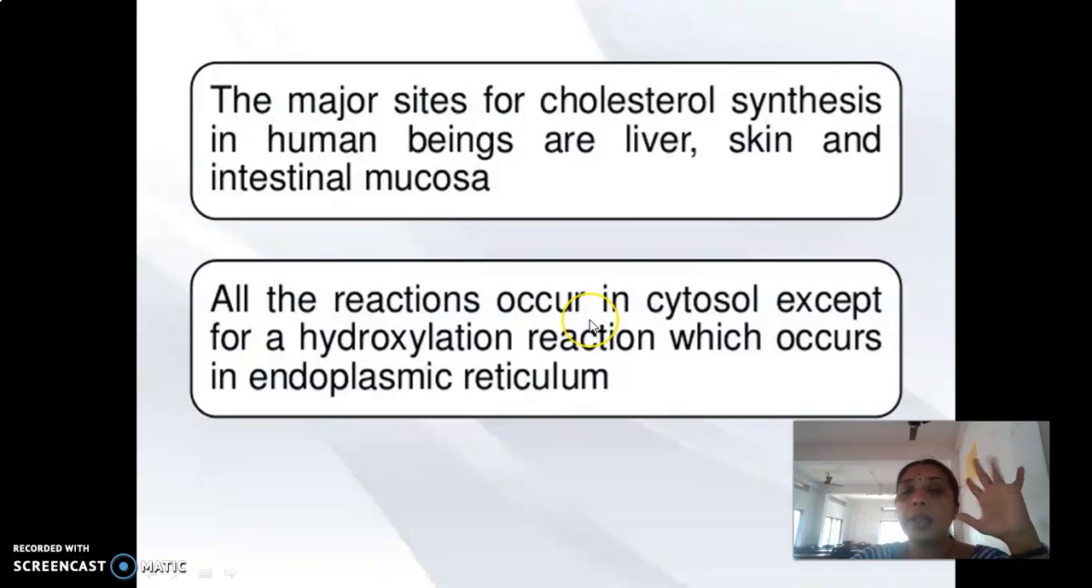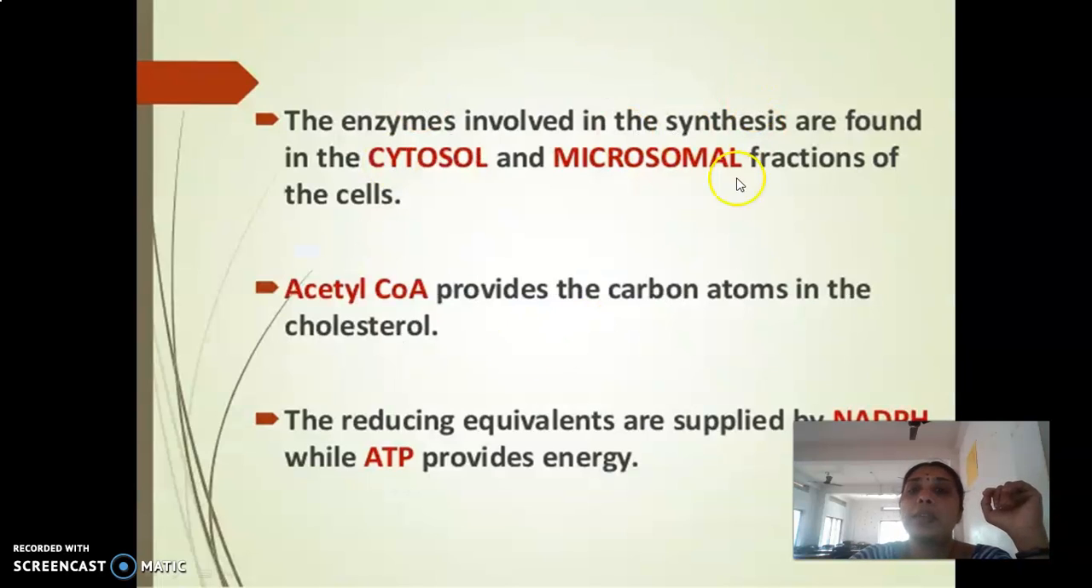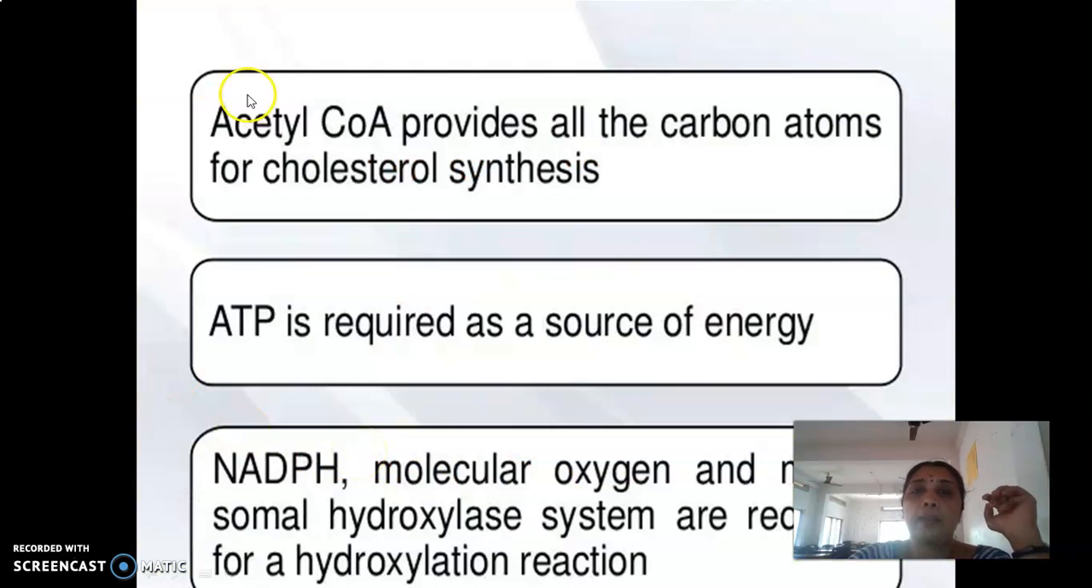The addition of OH happens in the endoplasmic reticulum. That is a modification, so it is happening in the endoplasmic reticulum, and the enzymes are in the cytosolic and microsomal fractions of the cells. Acetyl-CoA is the starting substance. All the 27 carbons are derived from acetyl-CoA, and the reducing equivalents are supplied by NADPH, while ATP provides the energy. Right?